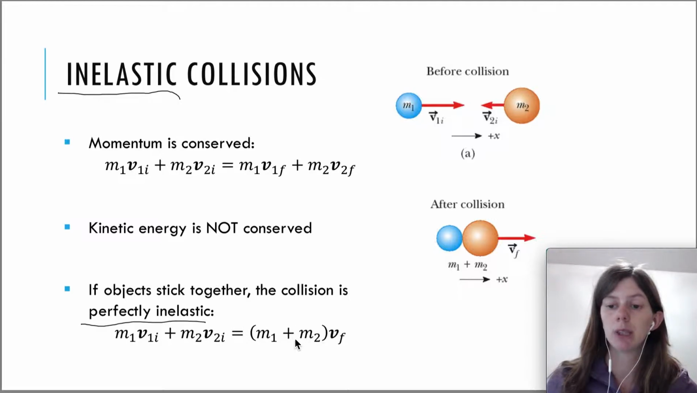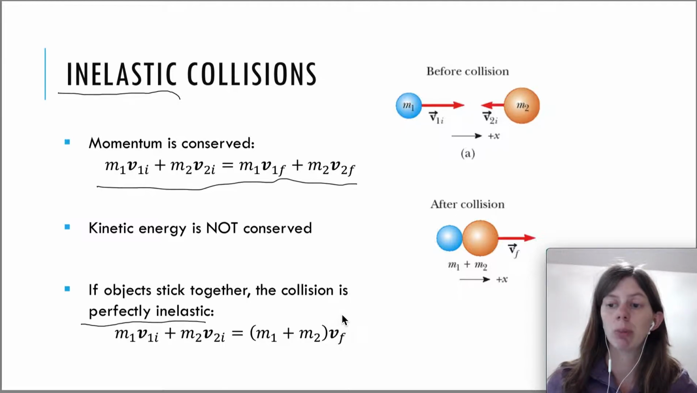This is still conservation of momentum, the same exact equation as above. The only difference is that if they stick together, then the final velocity of both of them is the same. So instead of writing v1f and v2f, we can factor it out and just call it vf.